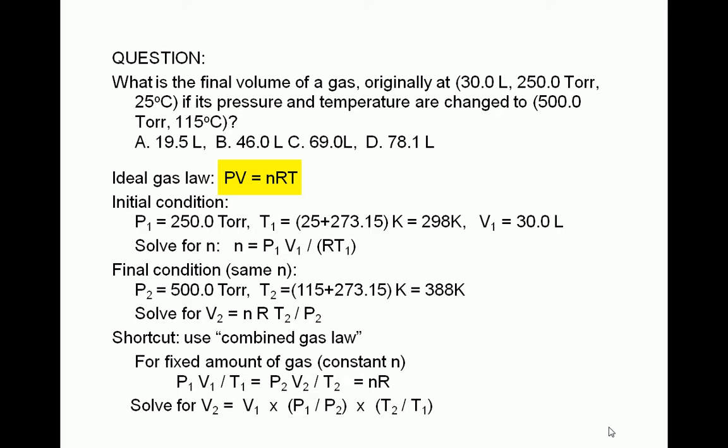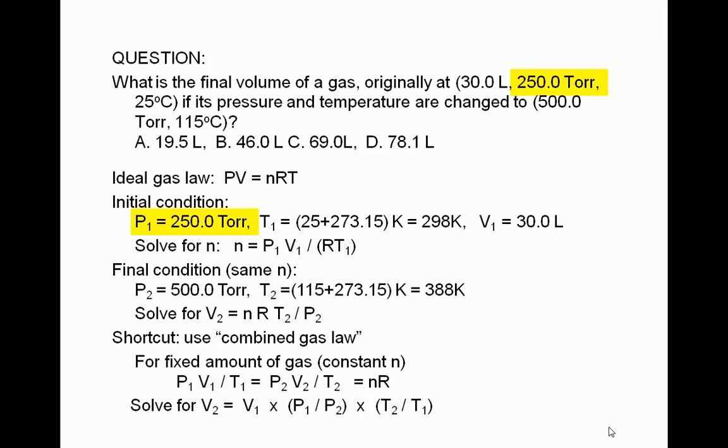Since this problem deals with a change involving an ideal gas, let's refer to the conditions before the change occurred as P1, T1, and V1. We can see that all of these are given in the problem. The initial pressure, P1, is 250 torr.